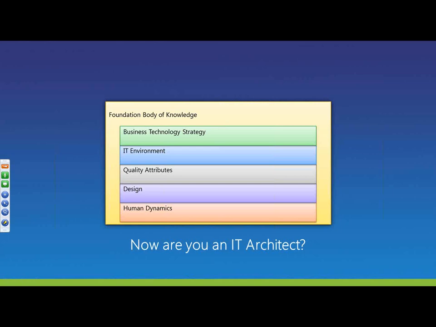So that kind of gets us through the 5 pillars. So the next question is, are you an architect? So Johan and Tom, are you an architect?